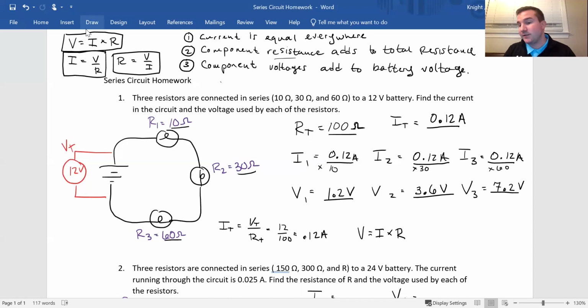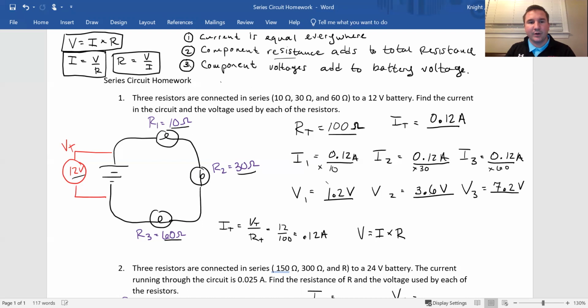And then if we add all these up, actually the easy way to check is to add all these up and see if it gets 12. So 1.2 plus 3.6 is 4.8, and 4.8 plus 7.2 is 12. So that checks out, right? We can add these all up and they have to add to 12 because the total voltage is 12, right? So that's this third part here. Component voltages add to the battery voltage. So we can check using that one.